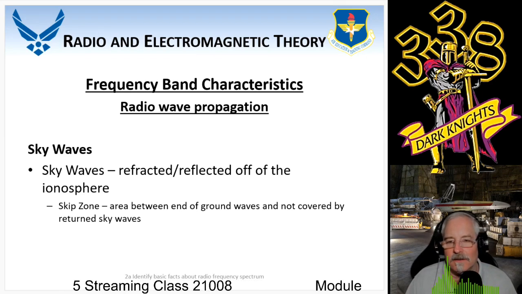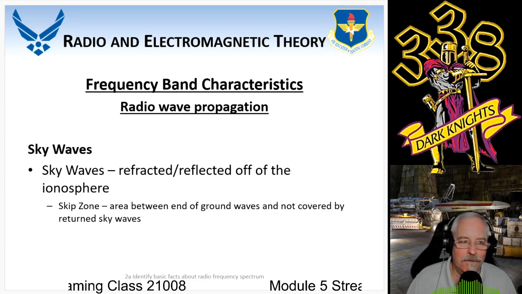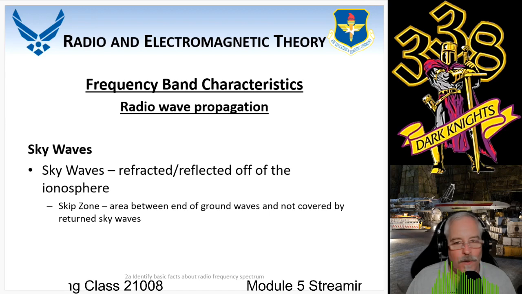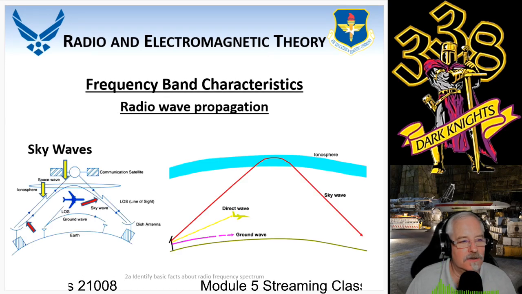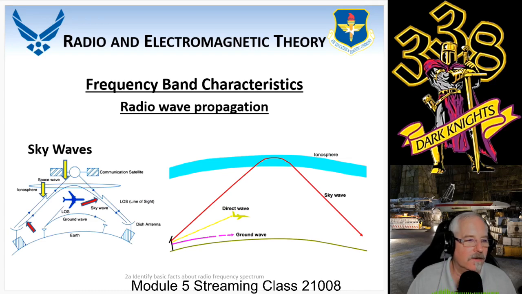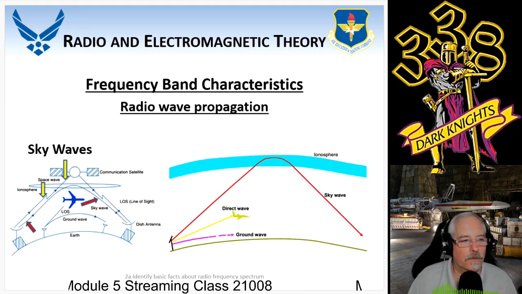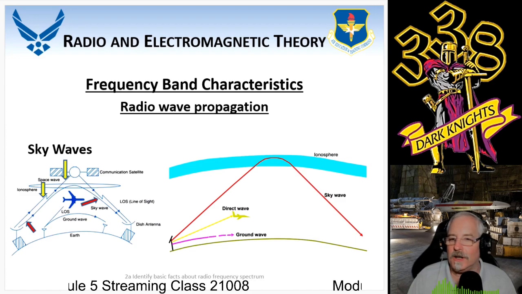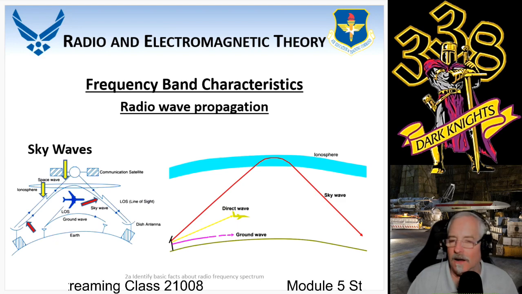There is this little thing called a skip zone. In other words, where the ground waves stop and the sky waves don't return back to Earth yet. It can be shown in these two pictures. One is the sky waves. It's showing you the yellow arrows with the space wave. That's a direct line of sight. But it also shows you the ionosphere, with the red arrows showing it is refracting or reflecting off of the ionosphere.